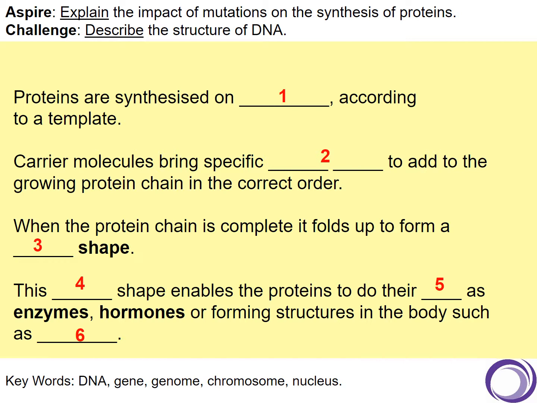And just to give you a little bit more information, collagen is just a protein that provides structure to many parts of your body, including the bones, skin, tendons, and ligaments. So it's just a type of protein that's often used in connective tissues, and it's got good structural properties. So number 1, ribosomes, 2, amino acids, 3, unique, 4, unique, 5, job, and 6, collagen.